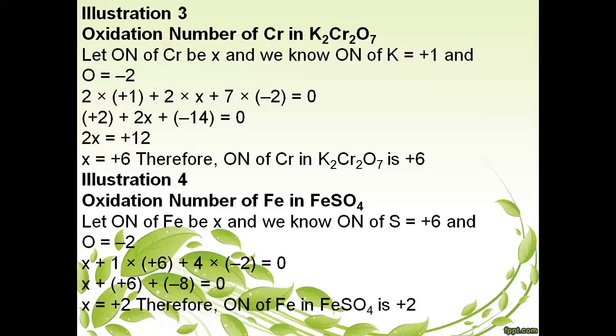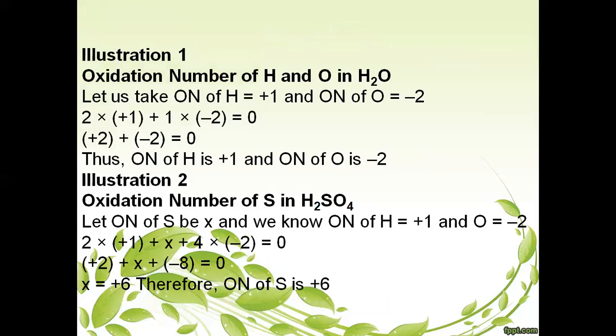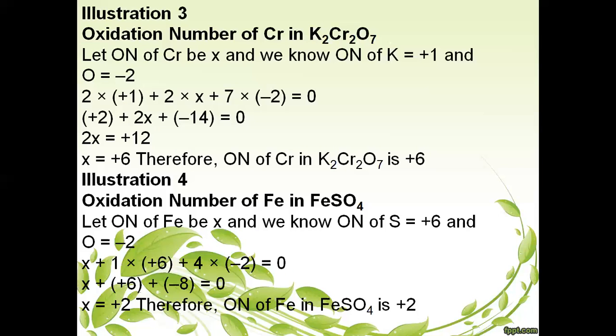Same for FeSO4. Okay, we know that sulfur, as before, we found the sulfur oxidation number, so +6. Next, Fe, we don't know, so we find out the Fe. We know the oxygen oxidation number, so put in the values and find out the oxidation number. So the oxidation number of iron is +2. Okay, so these are the oxidation numbers we found out for the atoms.